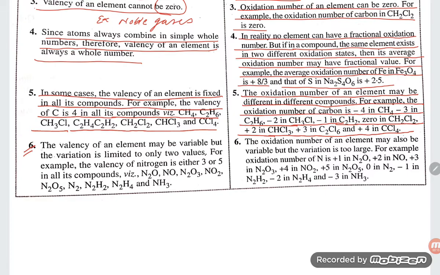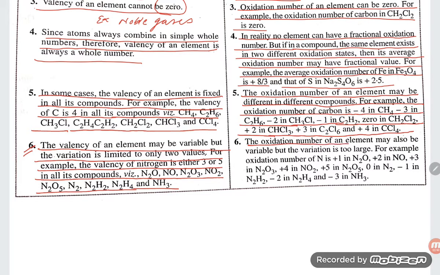Now the next point: the valency of an element may be variable, but the variation is limited to only two values. For example, the valency of nitrogen is either 3 or 5 in all compounds like N2O, NO, N2O3, NO2, N2O5, N2, N2H2, N2H4 and NH3. So these are the only two values.